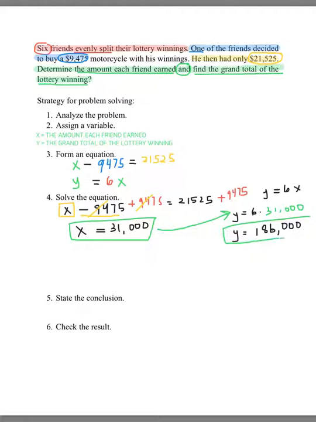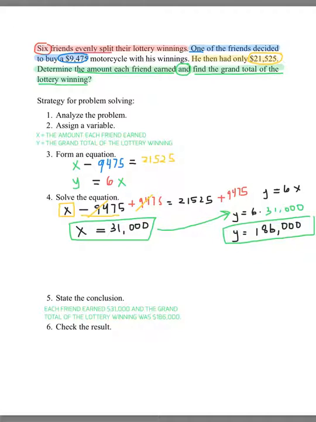And we have solved for both our variables x and y, so let us go ahead and state our conclusion clearly. Since the question asked to determine the amount each friend earned and find the grand total of the lottery winning, we're going to state our conclusion as the following. We'll write that each friend earned $31,000 and the grand total of the lottery winning was $186,000. So now let us go ahead and check the result.